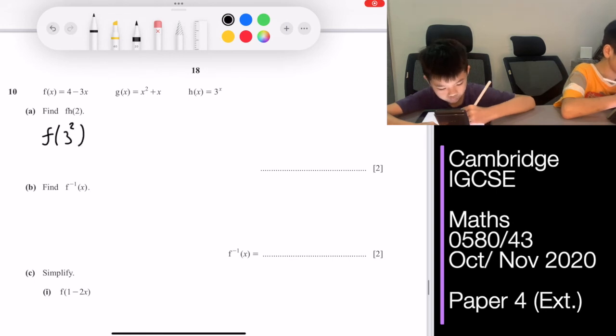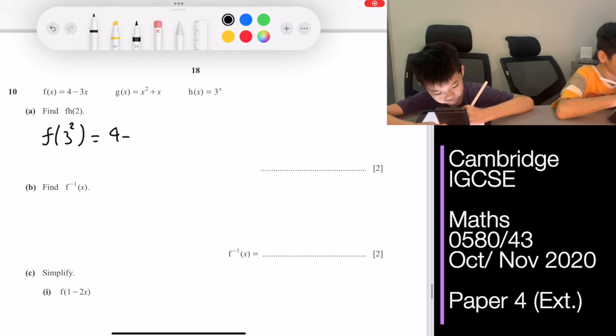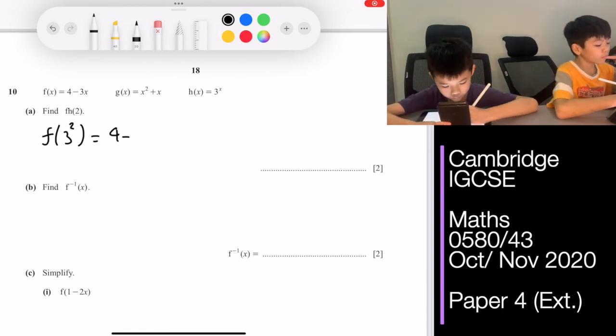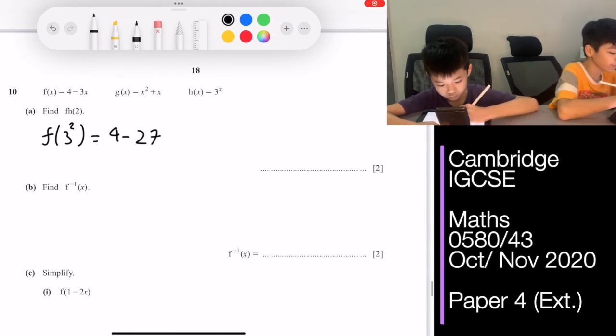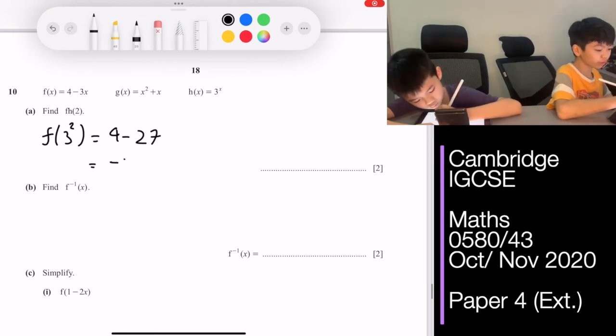Question 10a. Find f(h(2)), which is f(3 squared), which is f(9), which equals 4 minus 3 times 9, which is 4 minus 27, which equals negative 23.